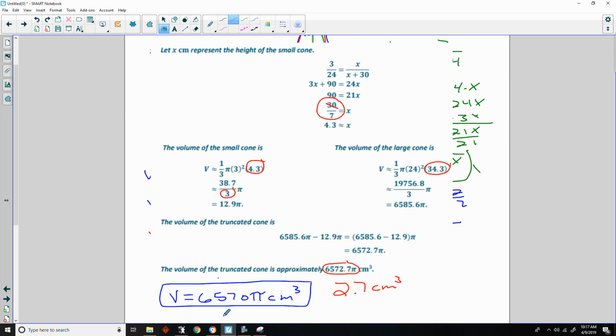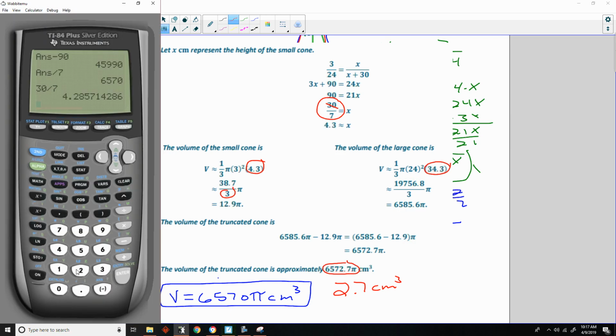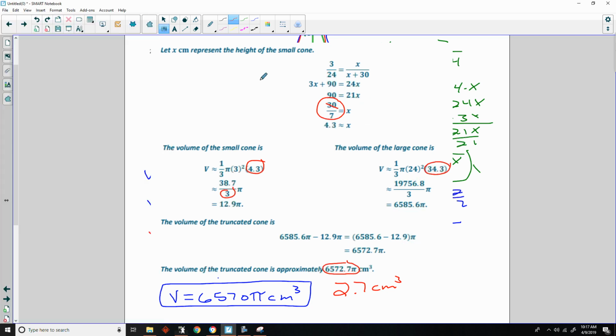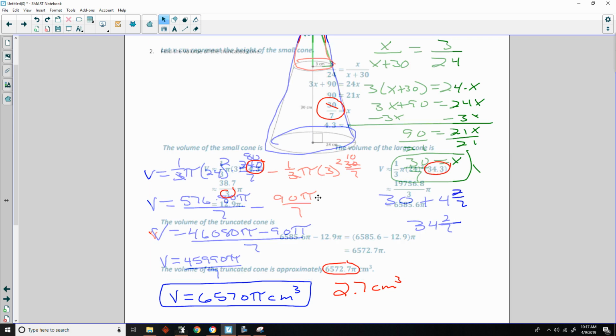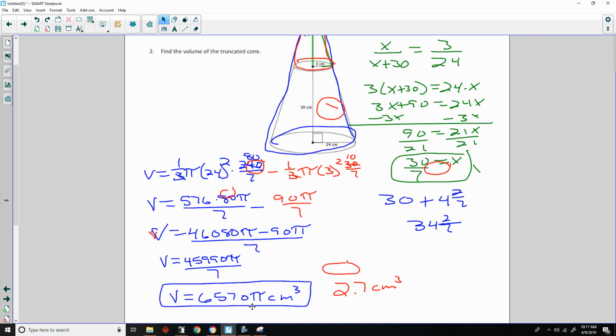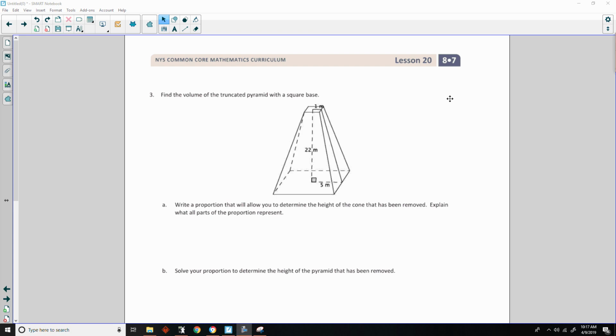Okay? So if I go in my calculator and say 2.7 pi is 8.48, that's how much they're off. They're off by 8.48 cubic centimeters by estimating. Okay, so please do not estimate until the very last step. Your answer should be 6,570 pi centimeters cubed. Okay, so now we're moving on to a truncated, well, this is a square.